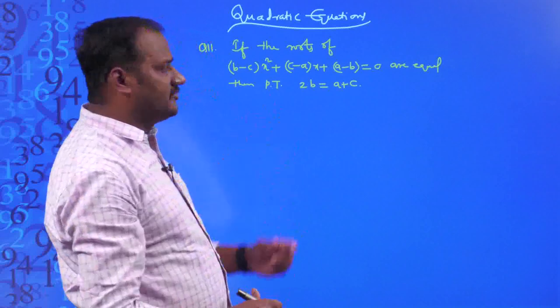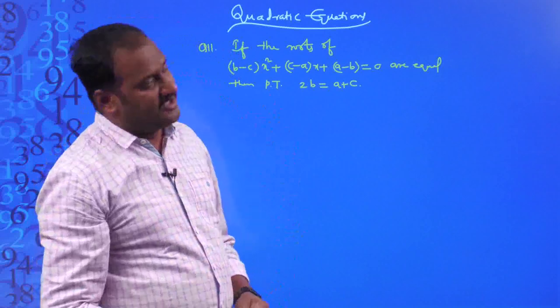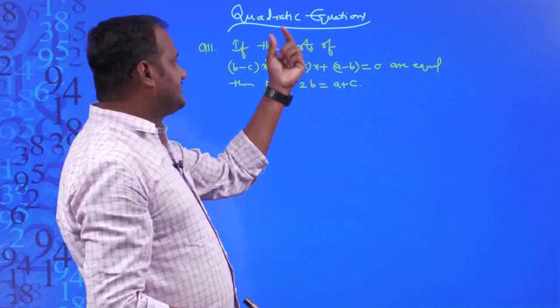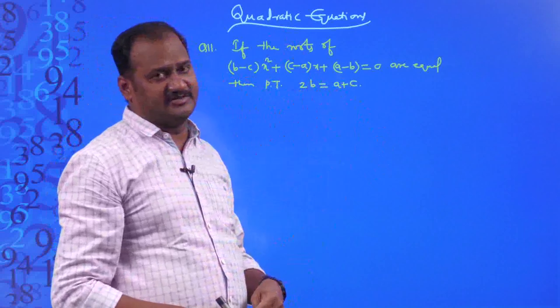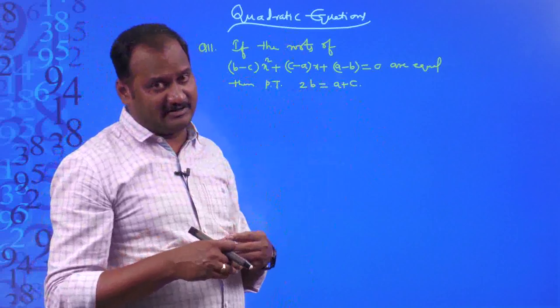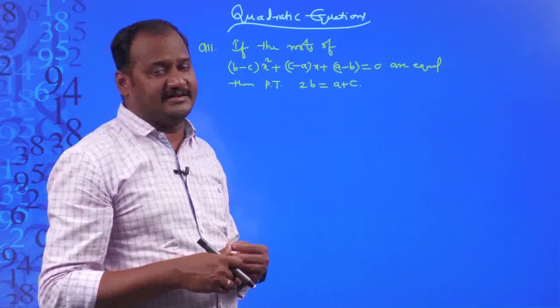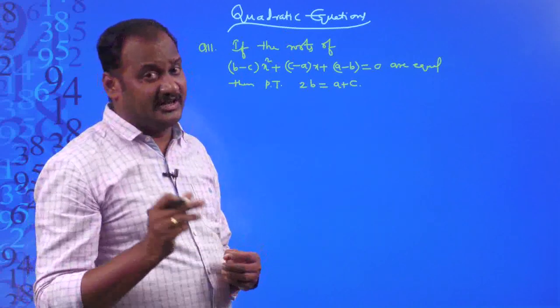Since the roots are equal, then easily we can say that b square minus 4ac is equal to 0. b square means what? c minus a whole square minus 4 into b minus c into a minus b is equal to 0. Definitely you will have to square it, and then you will have to multiply all the terms. Then you will definitely get totally 6 terms in that expression. So you will have to think a lot.